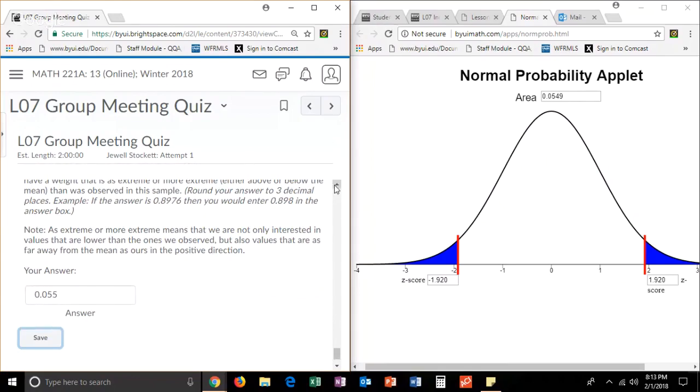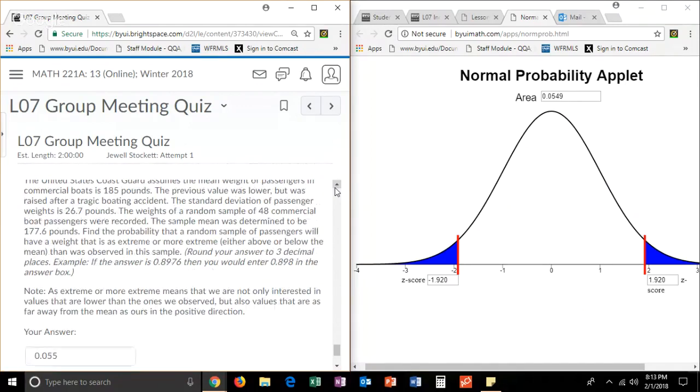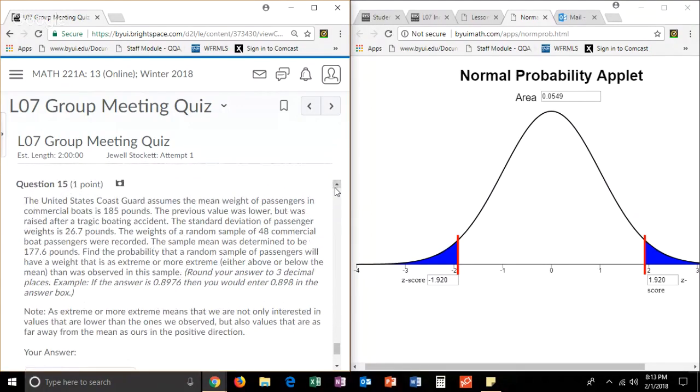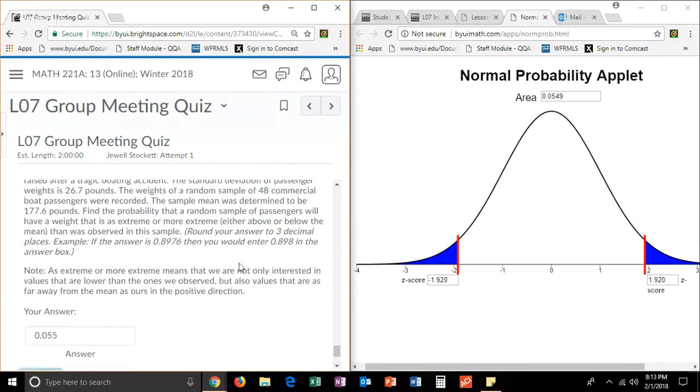So I took 177.6, which was the sample mean. And if you want, you can look at my screen if I'm still sharing it. And then, because I also use the normal probability applet, I found the z-score of negative 1.920. Do you understand how to find the z-score? Kind of yes, kind of no. Okay. So one second. So I did that same formula.